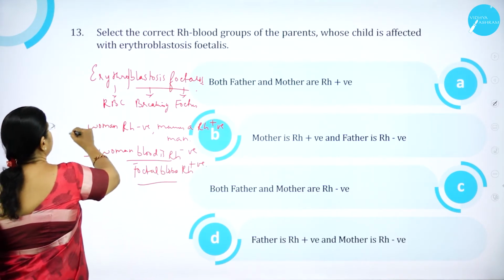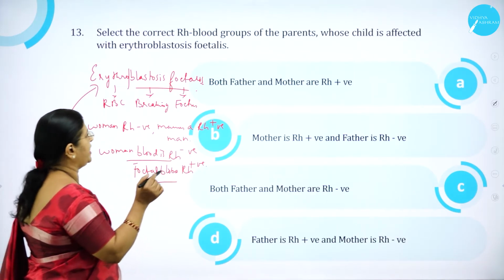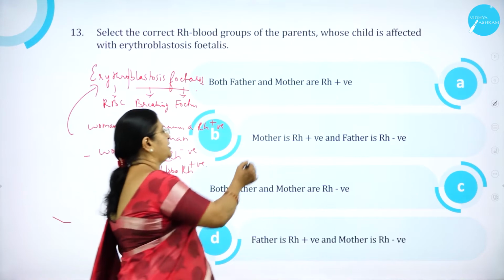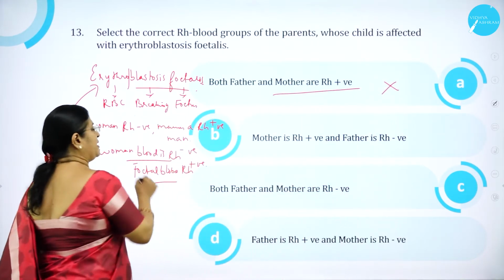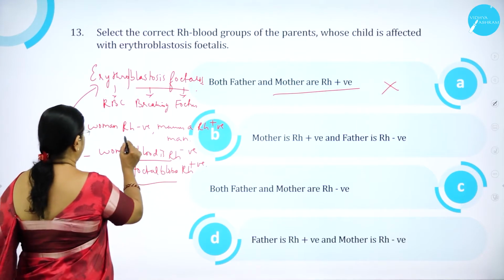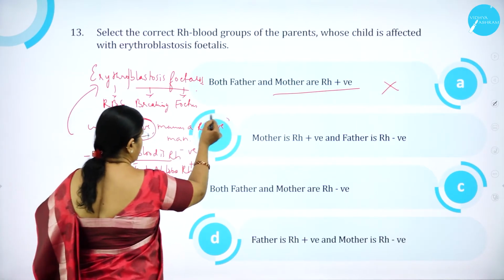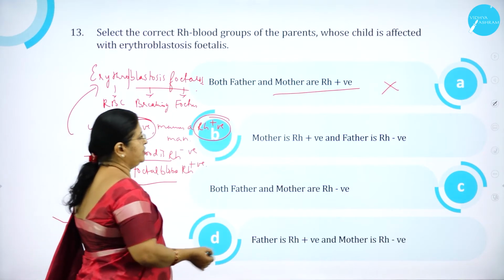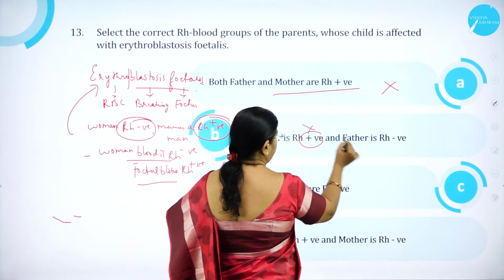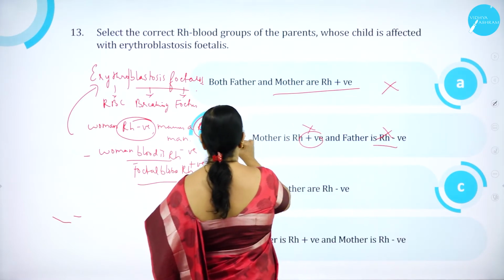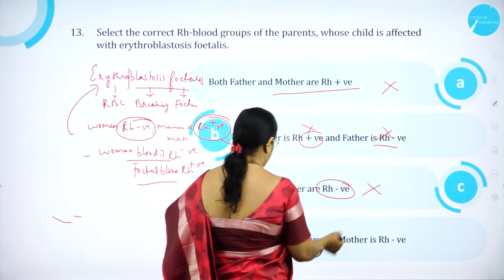So then you can see this erythroblastosis fetalis. Option A, both father and mother are Rh positive. Wrong. Erythroblastosis fetalis can occur when a woman is Rh negative and a man is Rh positive. Option B, mother is Rh positive, wrong. Father is Rh negative, wrong. Both father and mother are Rh negative, wrong.